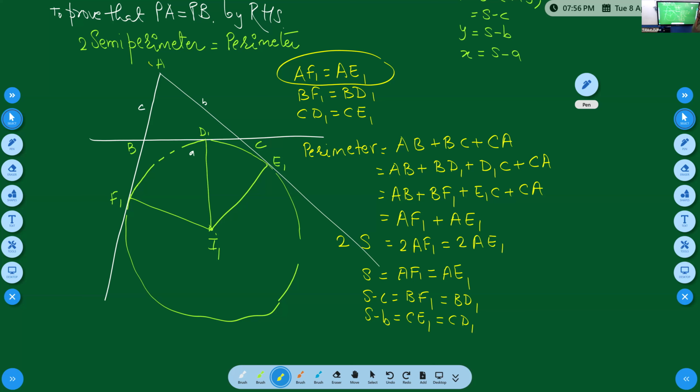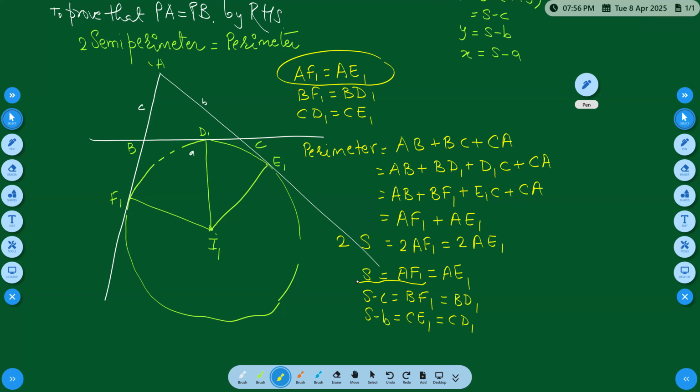Yes. If not clear, ask me. Sir, I have not quite understood S minus C. Now, A to F1 is S. Has that been understood? Yes, understood, sir.